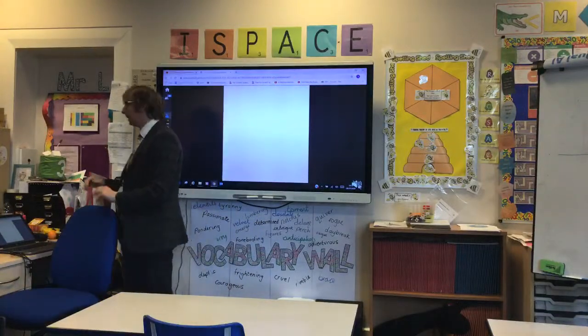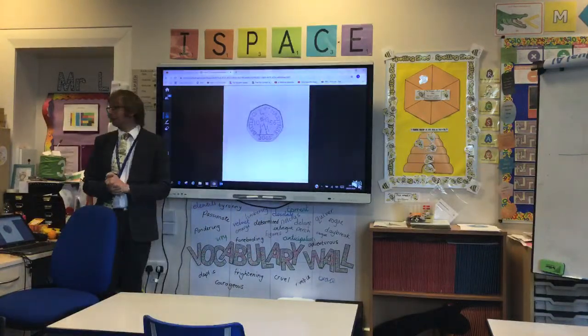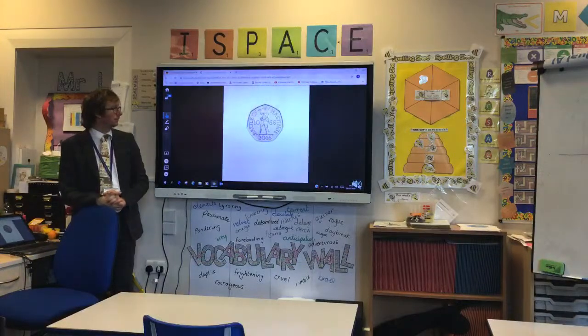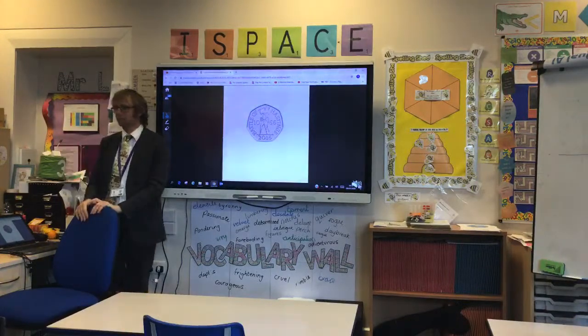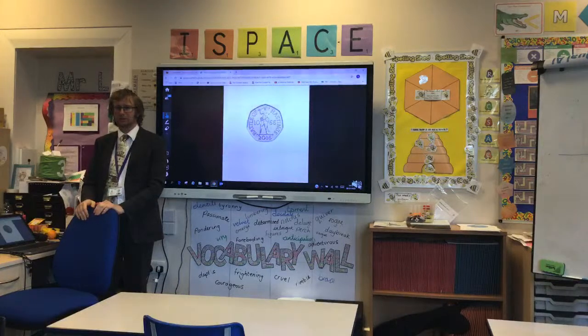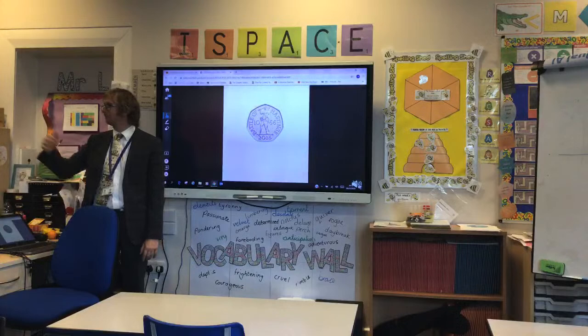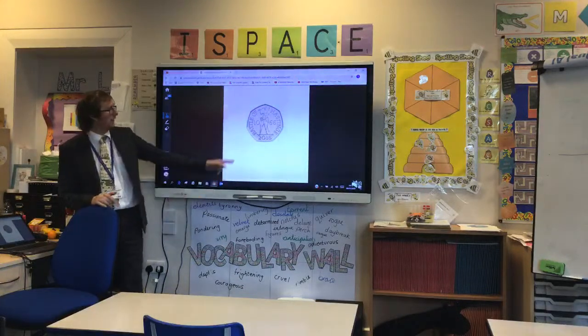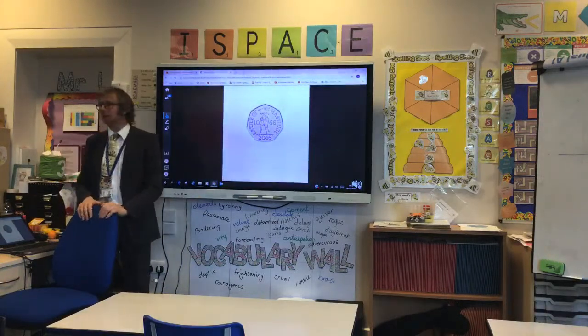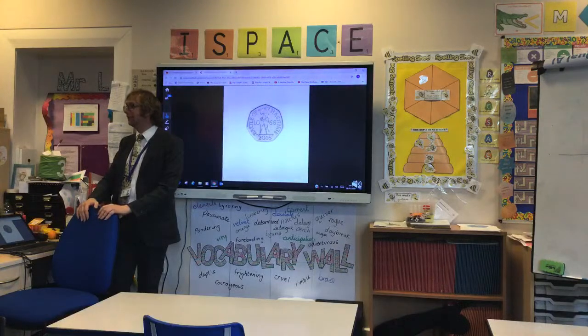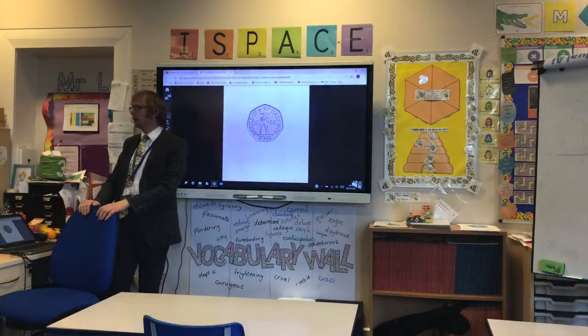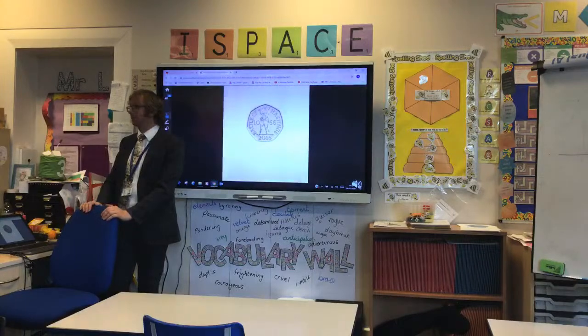Okay. The last little thing I want to show you is this. What is it? Coin. Thank you. A 50 pence coin. Have you noticed the year? 2016. So 950 years after the Battle of Hastings. Why has someone bothered to make a coin about that? Why bother making a coin about it?